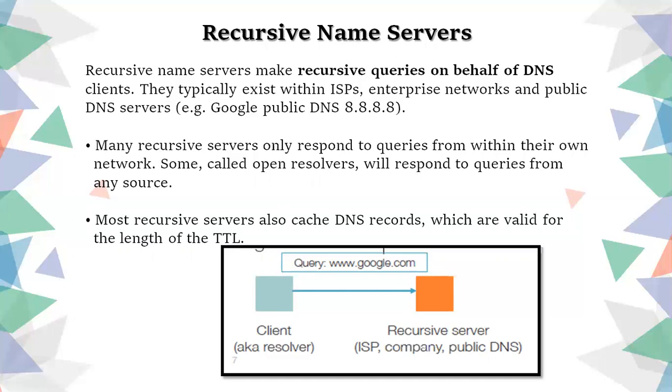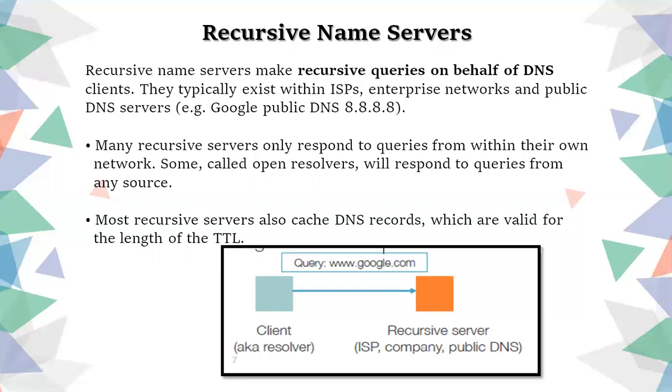Recursive name servers make recursive queries on behalf of DNS clients. Whatever the client needs to ask or achieve is taken over by the recursive server. This is the first server we are going to discuss, and it takes responsibility on behalf of the client. Many recursive servers only respond to queries from within their own network, so sometimes it stays local to local, and sometimes it moves from one network to another.